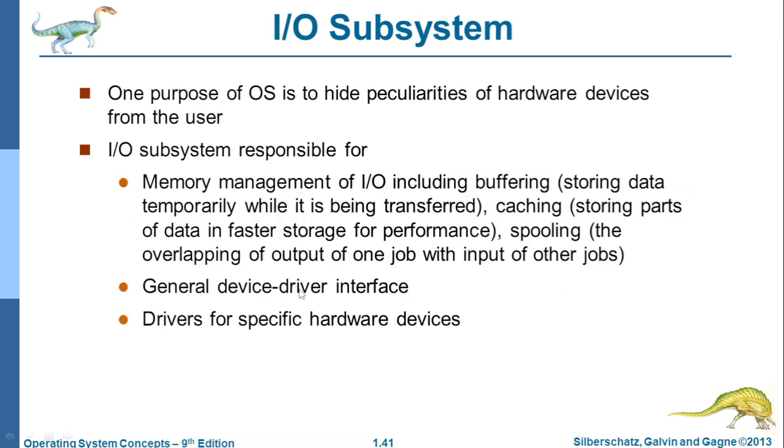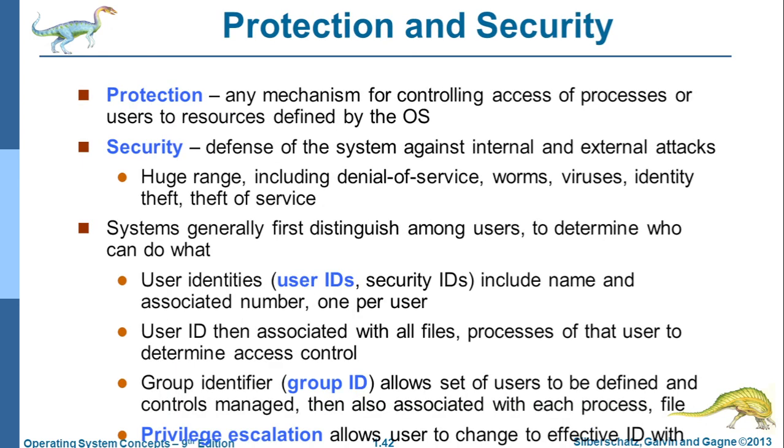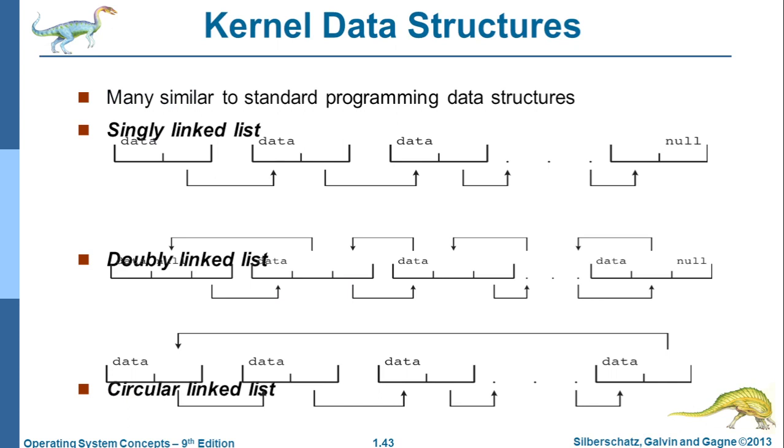Another work of the operating system is controlling input output, managing input output devices, right? Another work is protection and security. Another work is computer security. It makes the computer safe from viruses and theft. These are the works of the operating system.